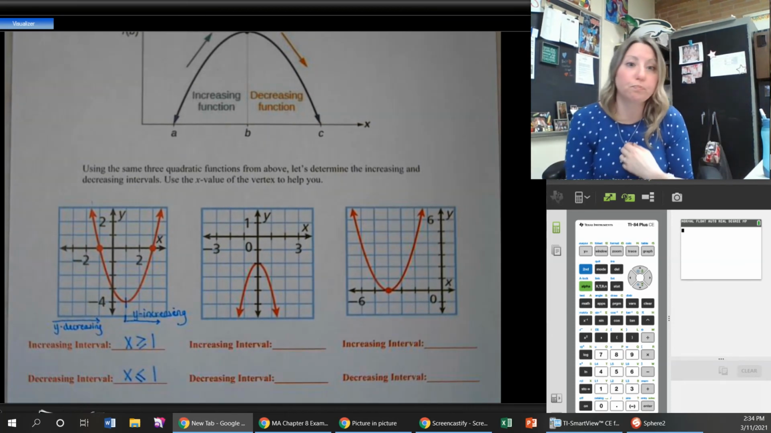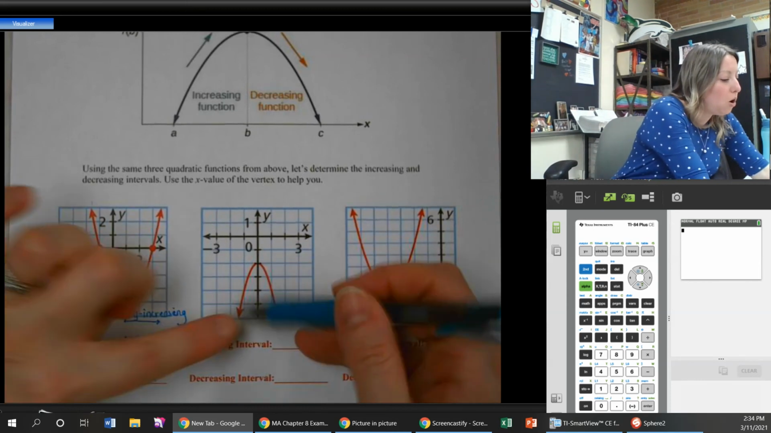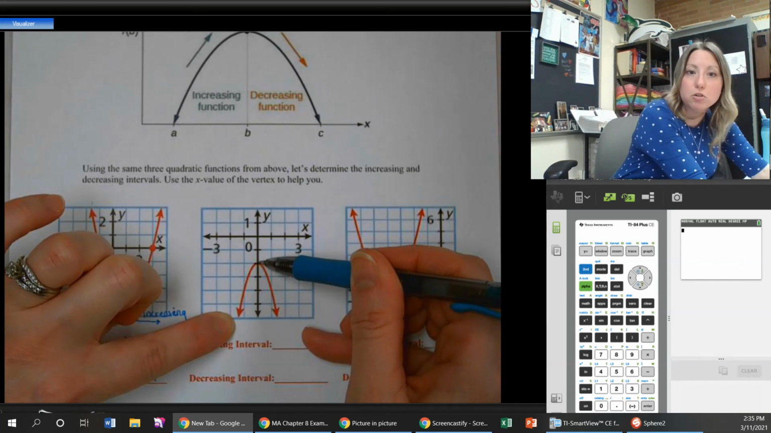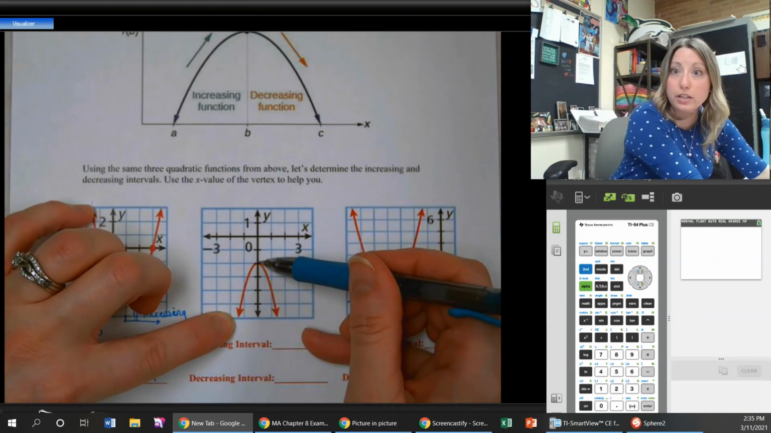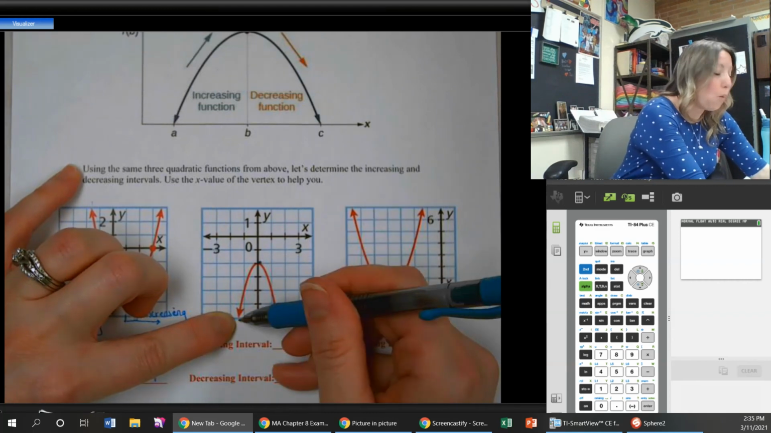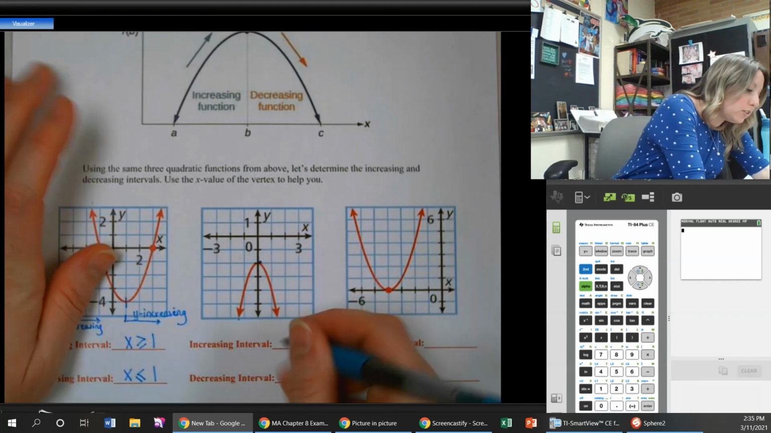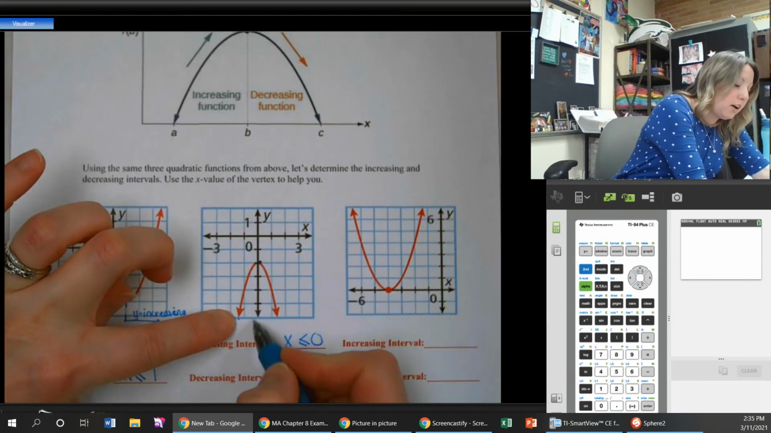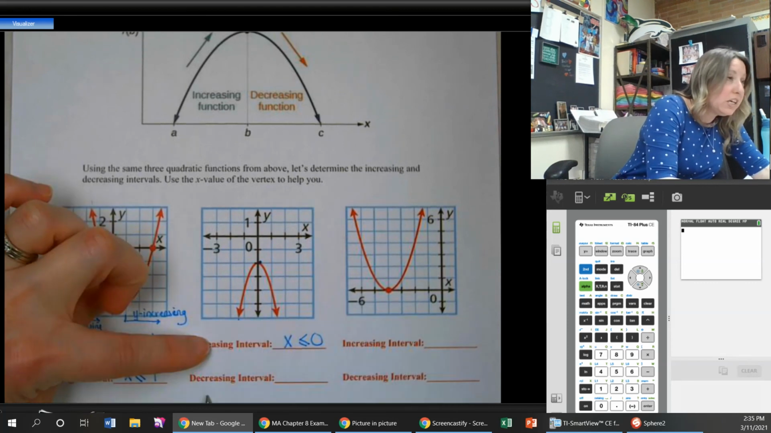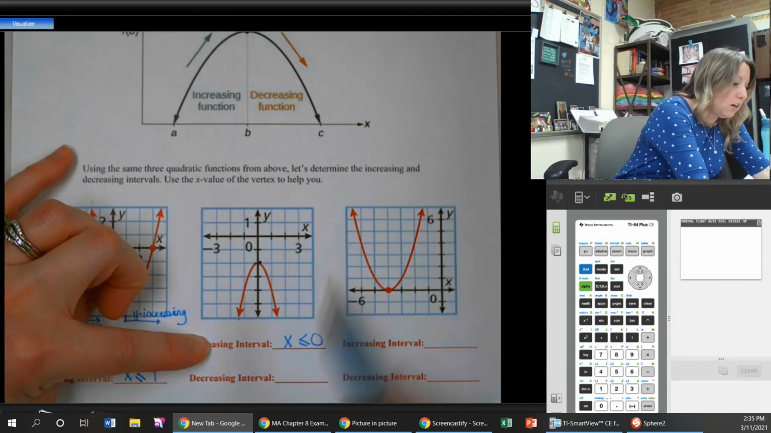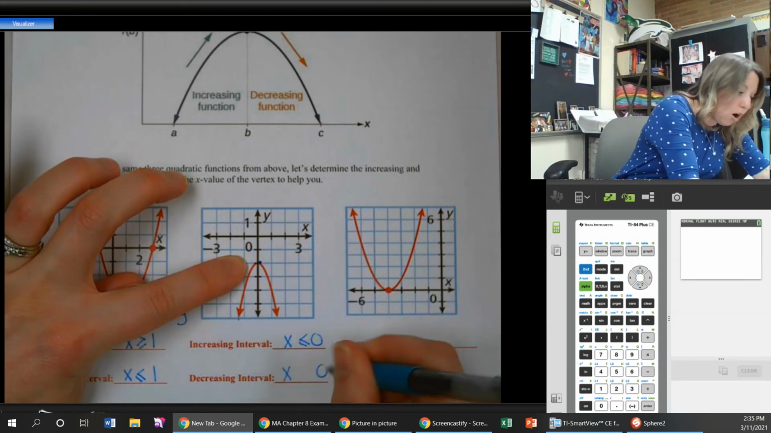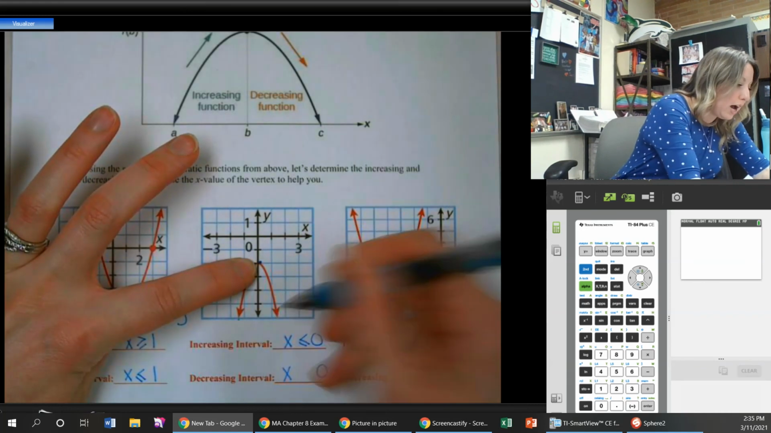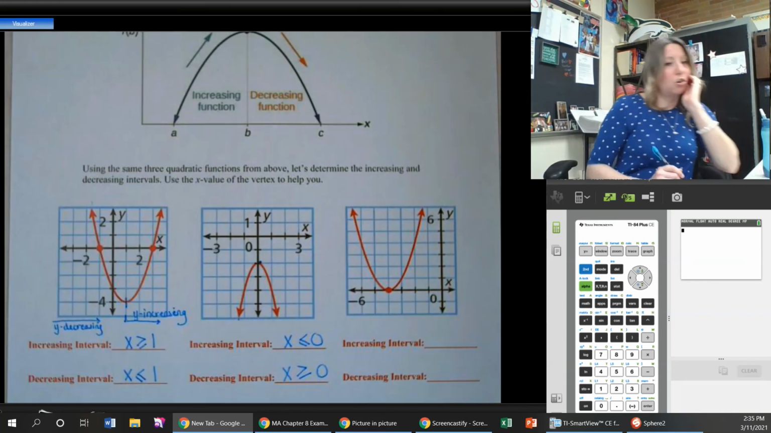Let's do it again. Okay. Increasing interval: y is getting bigger and bigger until, boom, the axis of symmetry, which also happens to be the y-axis here, so it's x equals 0. So when all the x values are smaller than 0, y is increasing. So x less than or equal to 0 is your increasing interval for y. The decreasing interval for y again deals with x and 0, but this time, all the x values bigger than 0 means y gets smaller. So x is greater than or equal to 0.